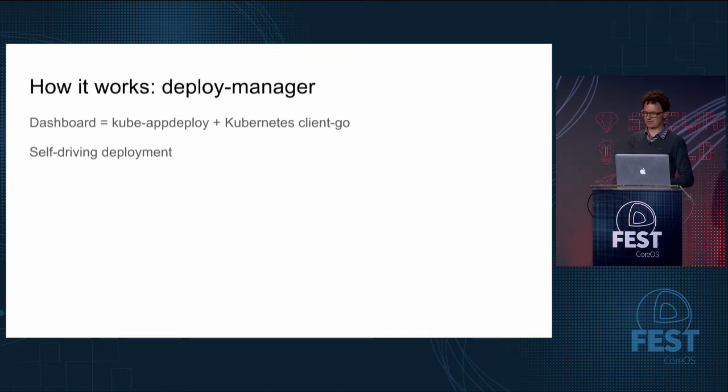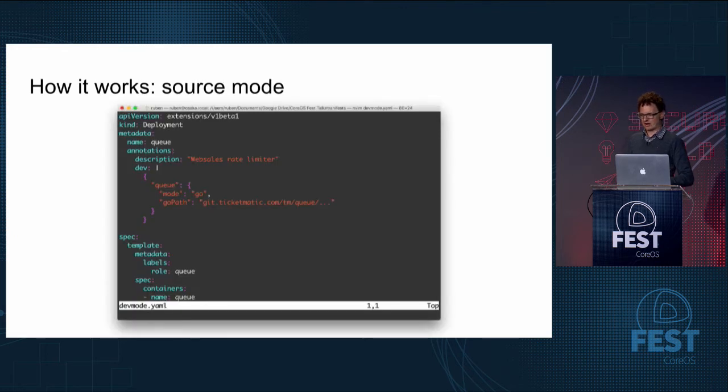And to borrow some terminology from CoreOS, it's a self-driving deployment. So the dashboard and the machinery behind it will periodically check with our servers if there's a new one, and if so, it will adjust its own deployment because it's also deployed as a Kubernetes pod, and then do a rolling upgrade of itself. So we don't have to do anything for it. So how does this work for source mode?